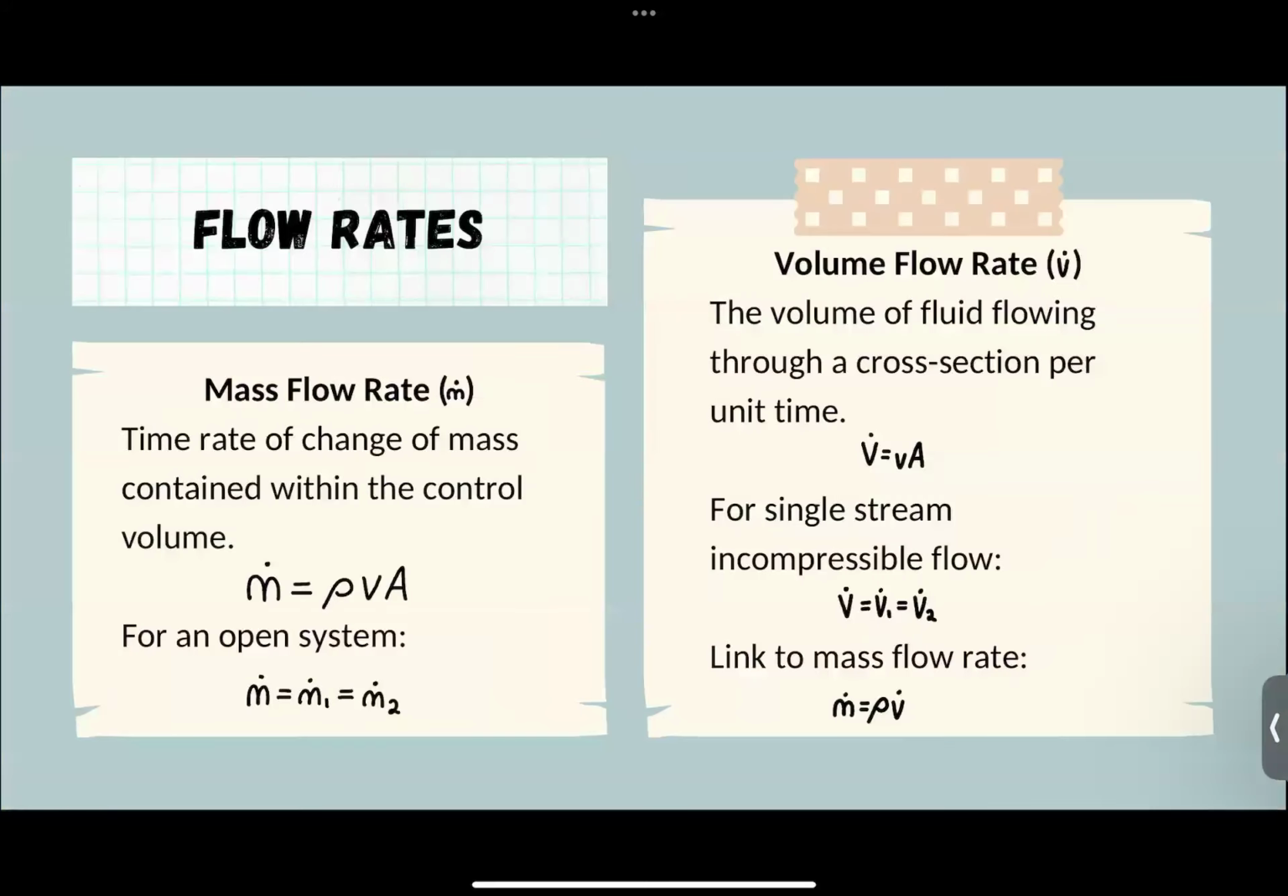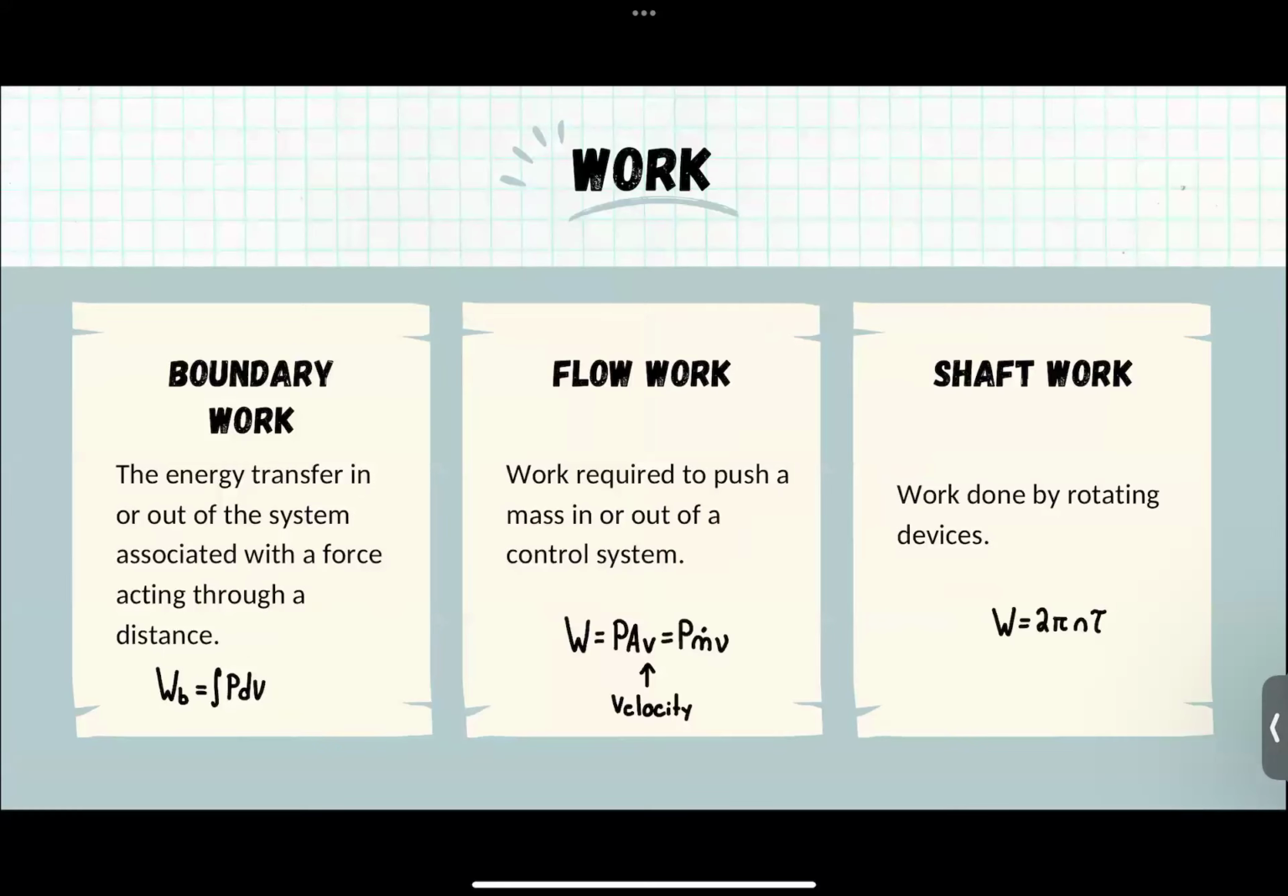The second main aspect of the first law is work. Work is a major form of energy transfer in thermodynamics, and there are several types of it. To define work, it's the energy transfer in or out of the system associated with a force acting through a distance. So first, there's boundary work, and that occurs when a gas expands or compresses.